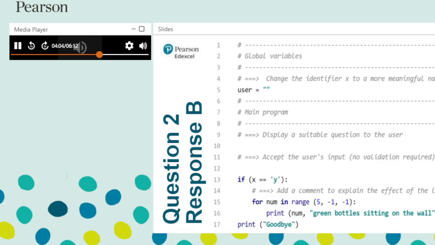Line 13, zero marks for changing X to a meaningful identifier as it is only done on line 5 and not on line 13. Zero marks for comment on range as not attempted on line 15. And zero marks for additional white space as none was found throughout the code. Line 13, zero marks for correct functioning as now X generates a name error, so you cannot enter Y or N. The total marks awarded for this response are 3.